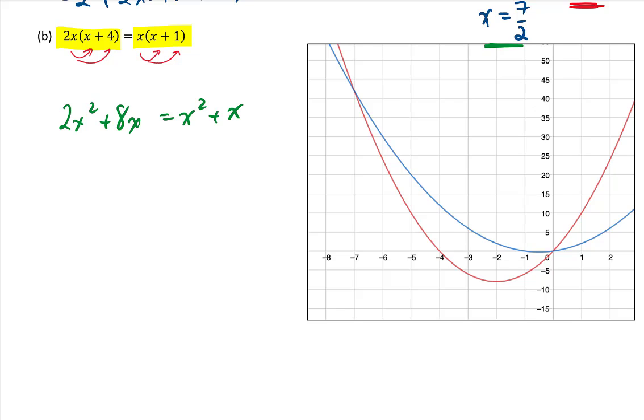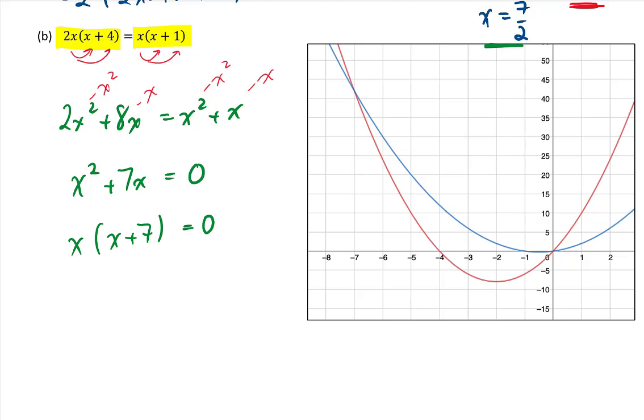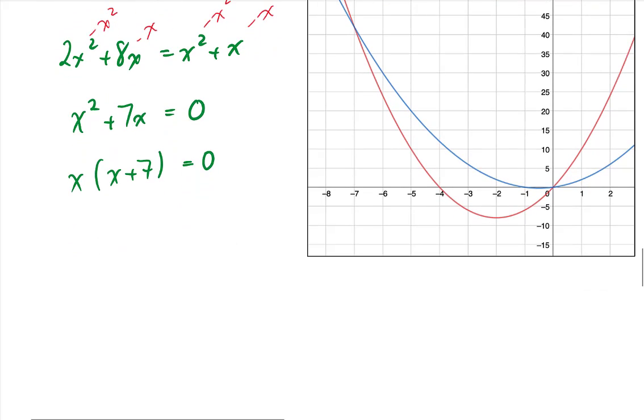Moving everything to one side, let's say we subtract x squared from both sides and subtract x. So I'm going to subtract an x squared, subtract an x. What I do to one side, I must do to the other. I end up with x squared plus 7x equals 0. Once I get to this stage where I have a 0 on one side, I'm going to factor. And of course the first rule is common factor. So I get x times (x plus 7), and I don't need to go any further with the factoring.